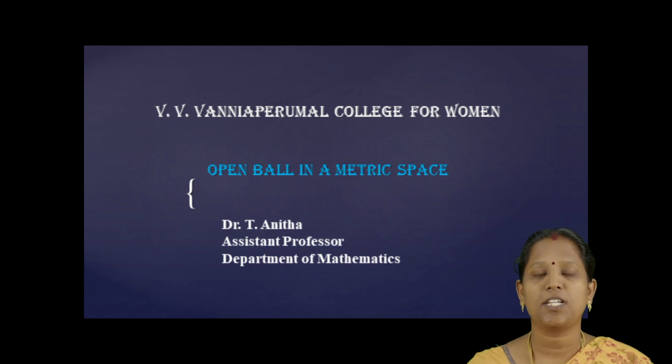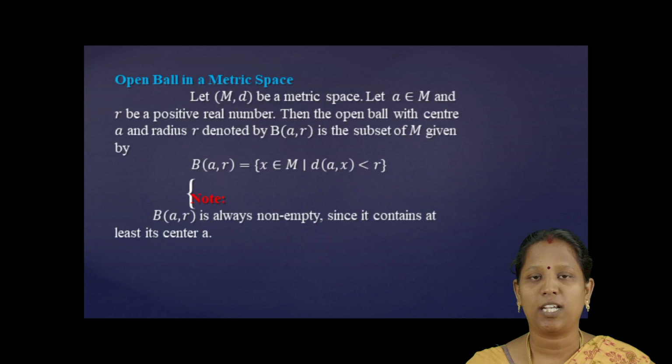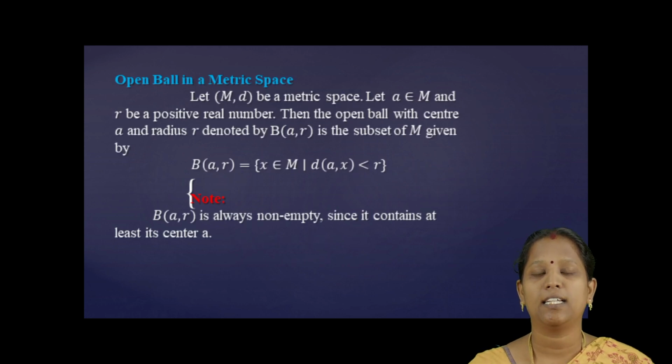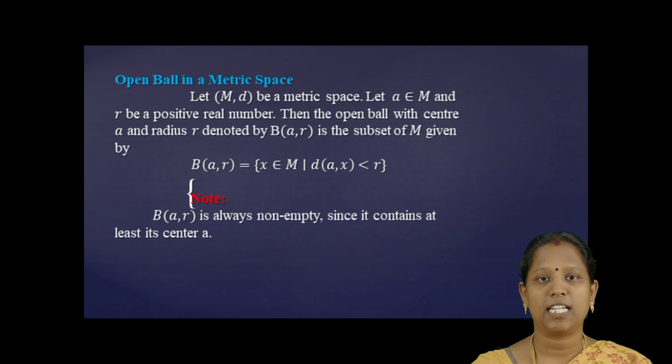In this class, we discuss open balls in a metric space. Now we see the definition. Let M be a metric space with metric d, a be a point of M and r be a positive real number. Then the open ball with center a and radius r is the set of all points x in M whose distance from the center is less than r. The open ball is denoted by B(a, r).